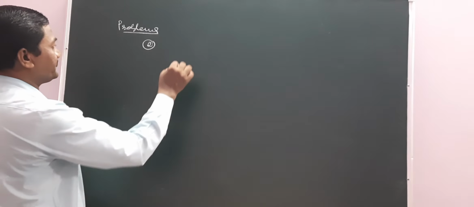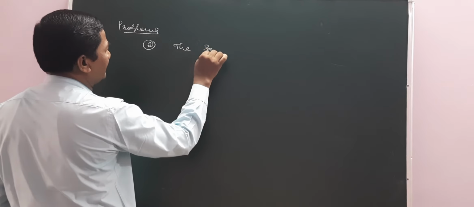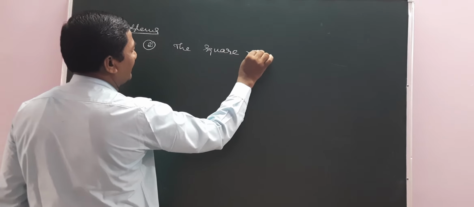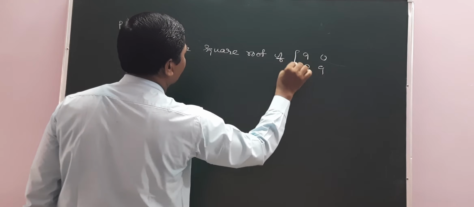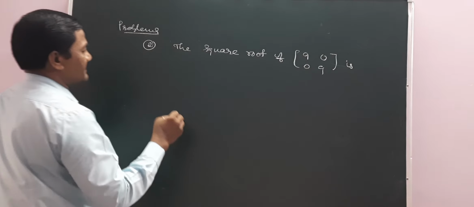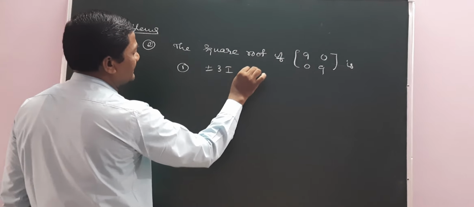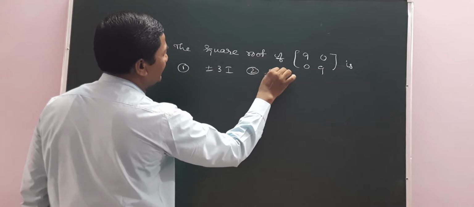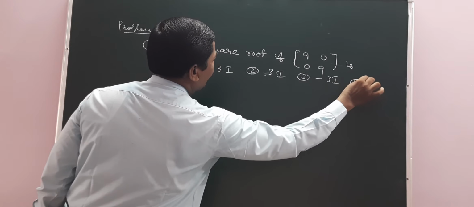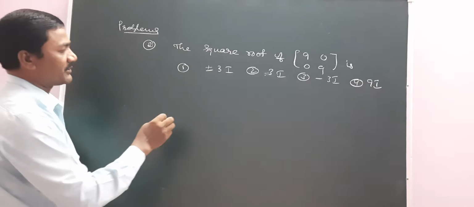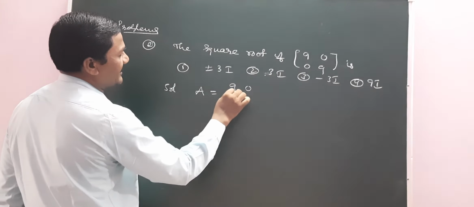Question number 2. The square root of 9009 is... Sometimes options are given. First option is plus or minus 3i, second option plus 3i, third option is minus 3i, fourth option is 9i. How can you prove this problem? It's very simple only. Consider A is equal to 9009.